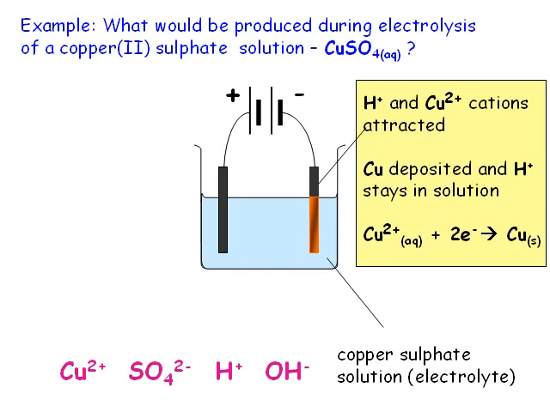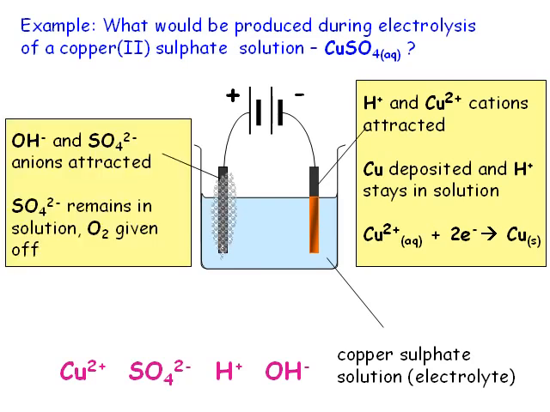The Cu2+ and H+ ions will both get attracted to the negative electrode, and because copper is less reactive than hydrogen, the H+ ions will stay in the solution. The Cu2+ ions will gain electrons and become copper atoms, which will be deposited as copper metal on the surface of the cathode. The SO4 2- and OH- ions will both get attracted to the positive electrode.